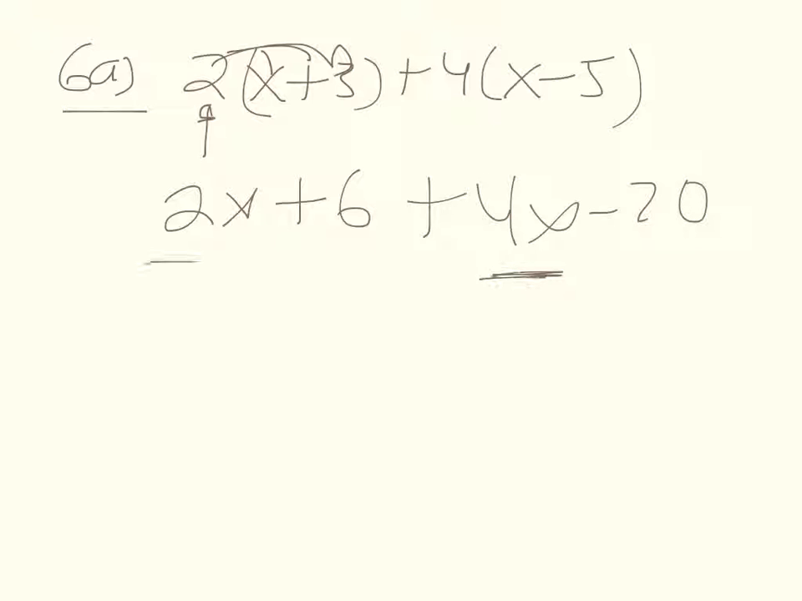Like terms, x's, 2x and 4x, that's 6x. Equal signs there. Plus, oops, what's that x? 6 minus 20 is minus 14. So I'm all done. Okay, simple. Super simple. Just don't forget those easy ones on tests.